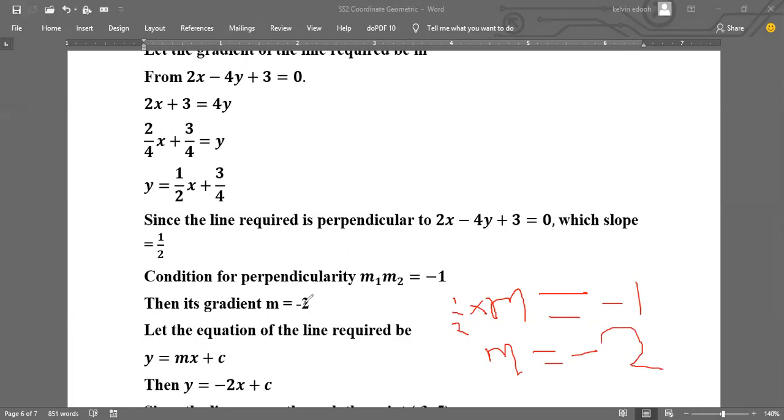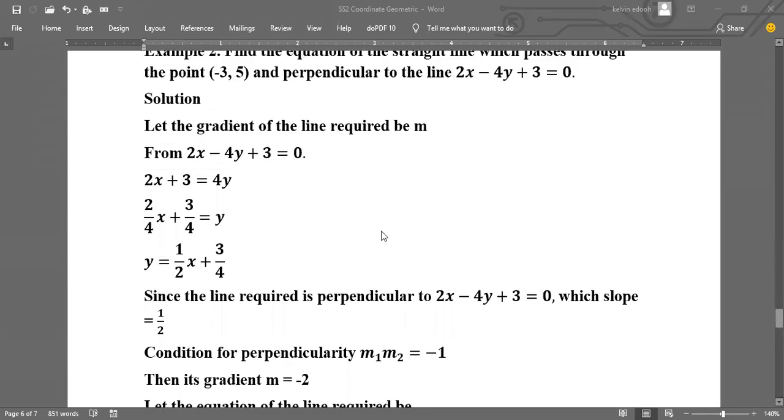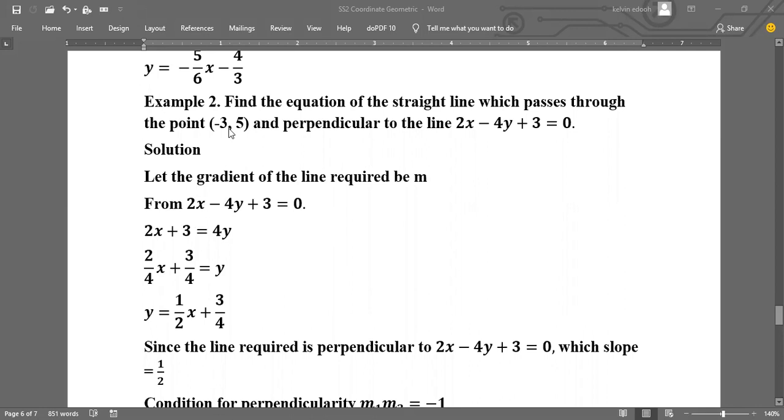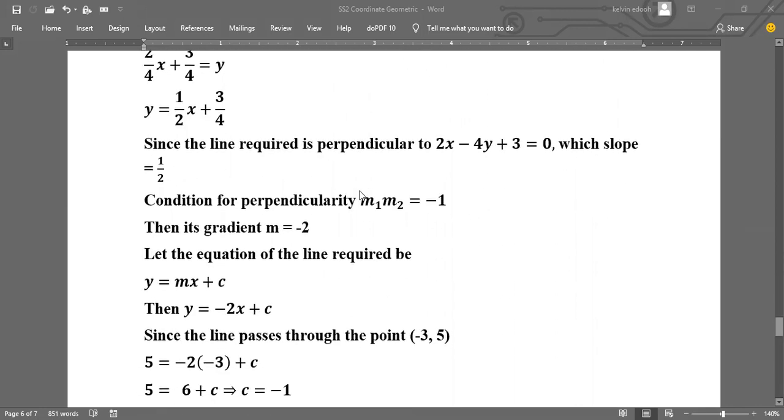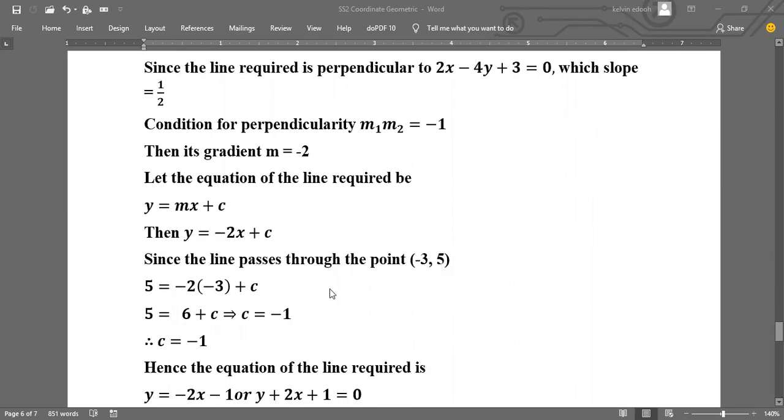Now, since we know the gradient of that line to be -2, recall our equation of a straight line, which is this. If you substitute that, we'll have y equals to m, which is -2, so you have -2x plus c. The next thing is to impose the condition given to us, that the line passes through this point. So we put x as -3 and y as 5.